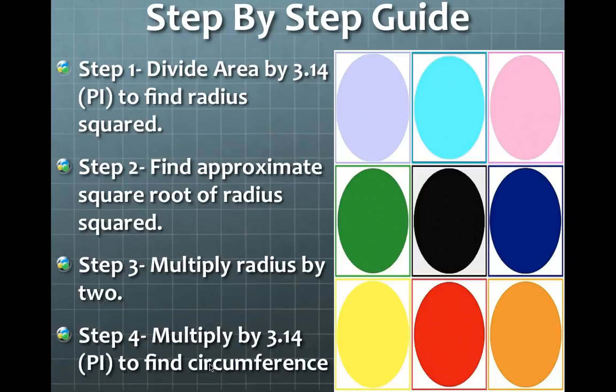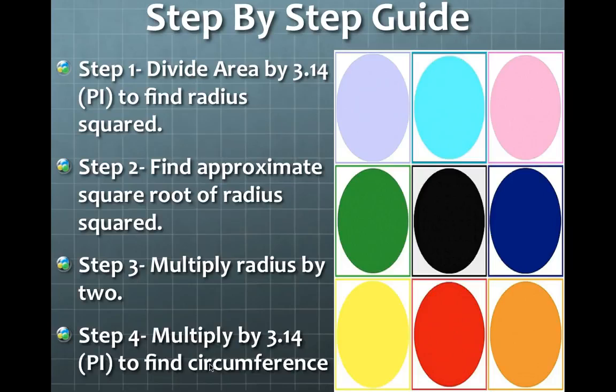Then you need to find the approximate square root of the radius squared. Here is where you certainly need a calculator, because not all of them are going to be pretty easy, like 25, 36, 49, 64. They're probably going to be awkward square roots, so you're just going to have to round it as best you can. Then you multiply the radius that you get by 2, and then multiply that by pi, 3.14, to find the circumference.